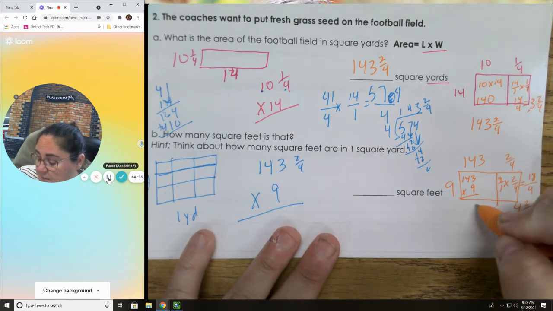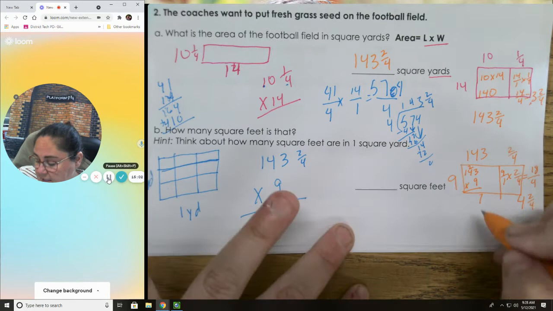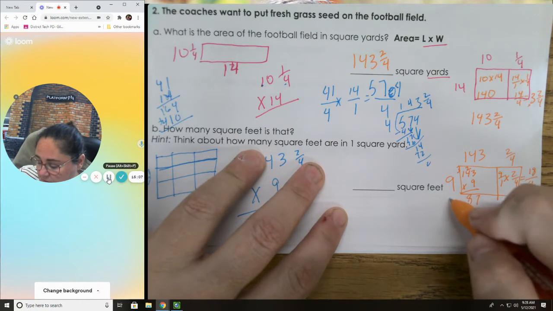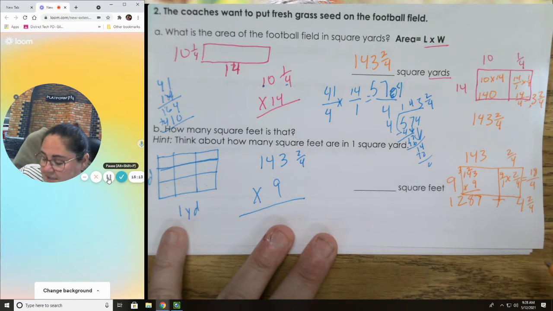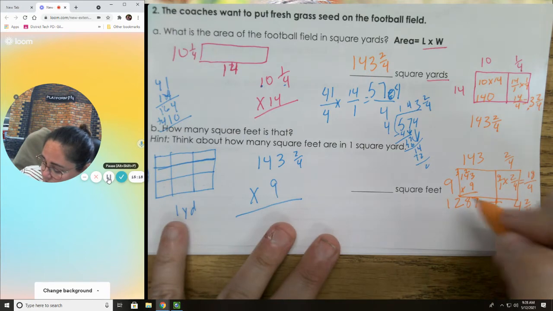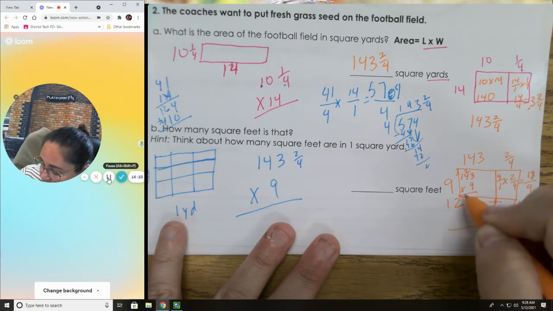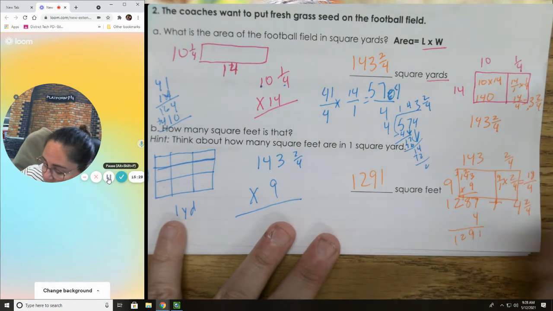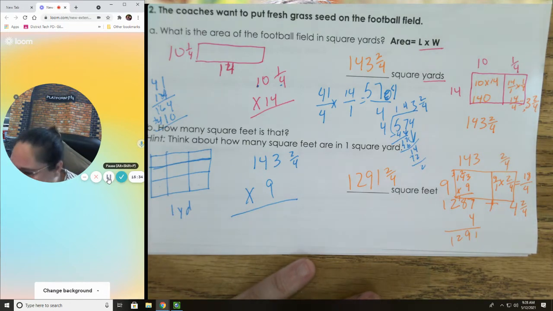9 times 3 is 27. 9 times 4 is 36, 37, 38. 9 times 1 is 9, 10, 11, 12. Okay, 1,287 plus 4 and 2/4. So 7, 8, 9, 10, 11. So let's add this here. 4 plus 7 is 11. 9. 1,291 and 2/4. It's a large number.